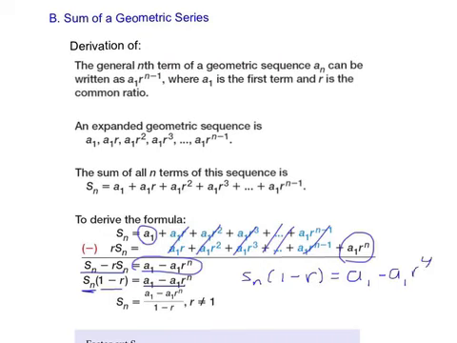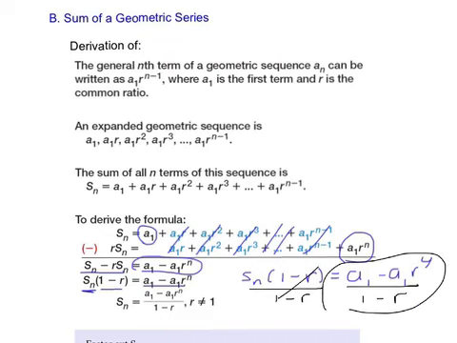Now, I'm going to get this right here by itself. How do I do that? Well, I have s sub n times the quantity 1 minus r. So what I'm going to do is divide both sides by 1 minus r. And when I divide by 1 minus r, this divides out, and I'm left with s sub n equaling this right here. And that is how we come up with this formula.